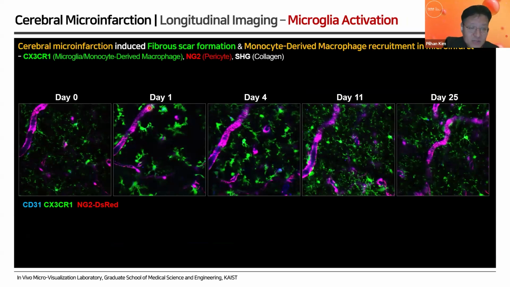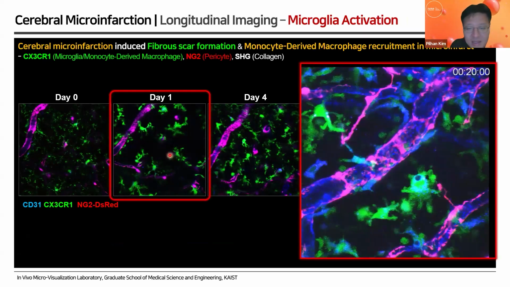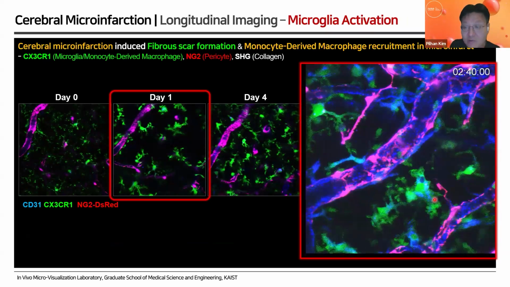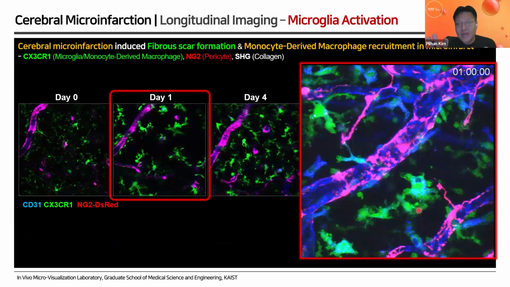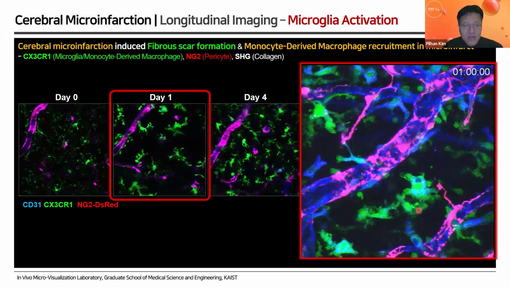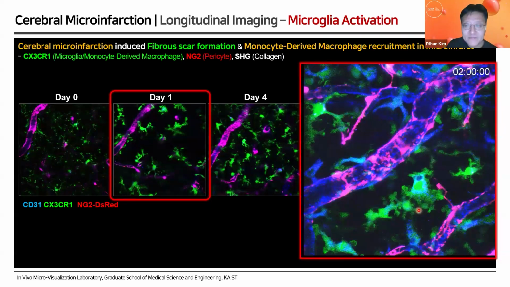And this is another 25-day longitudinal imaging. This is the same area, the same vessel. And this green color is microglia. We can see how the microglia change over time, and how they behave during the course of the cerebral microinfarctions.